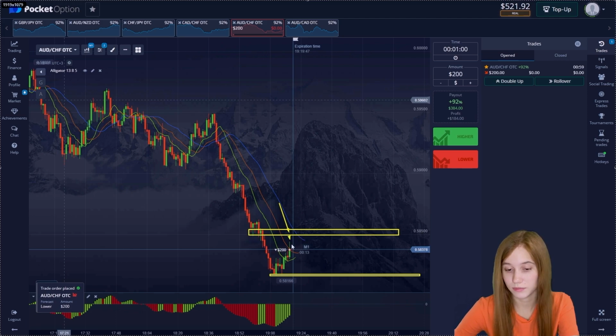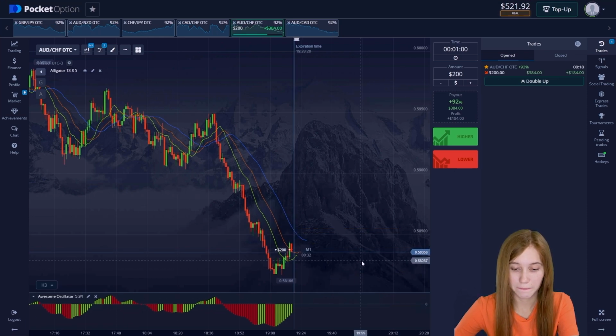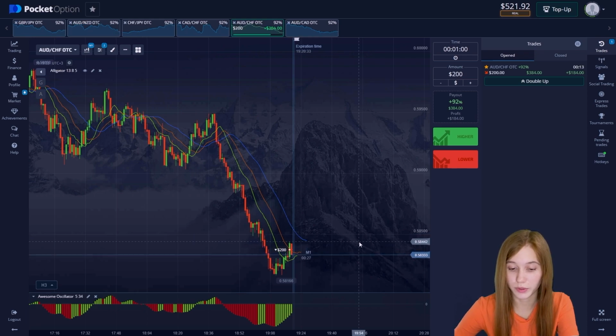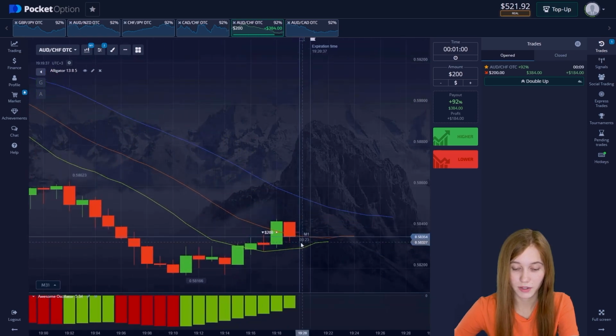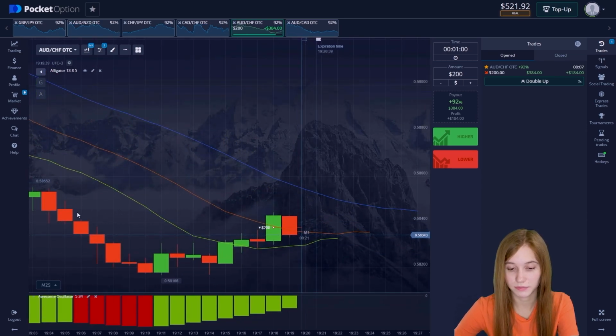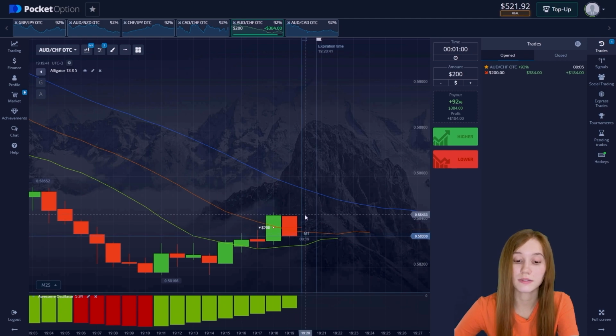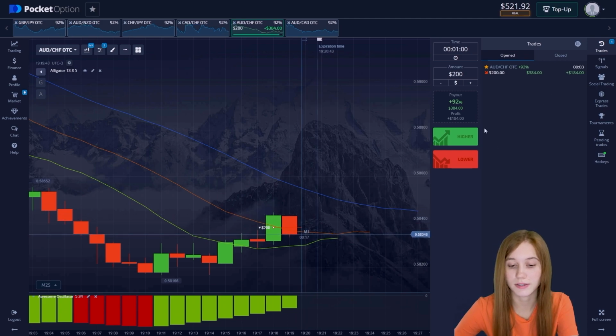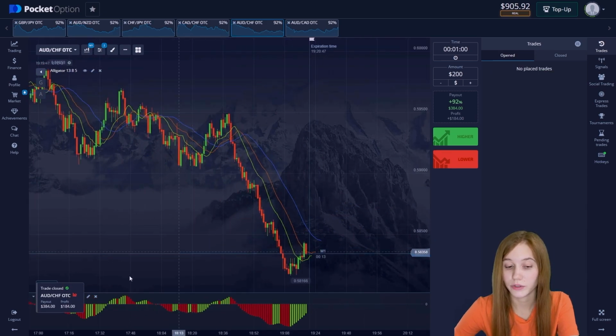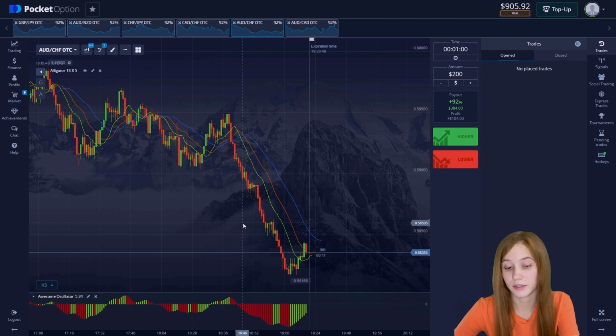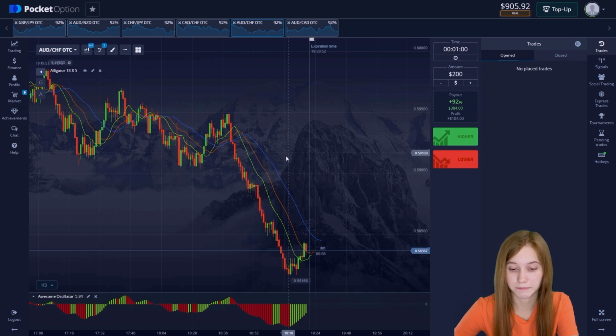Let's see. Shadow at the top of this candle. Some drawdown is below the point, our opening point. Three seconds. Yeah, good. Last deal. More than $900 on my balance. Good.